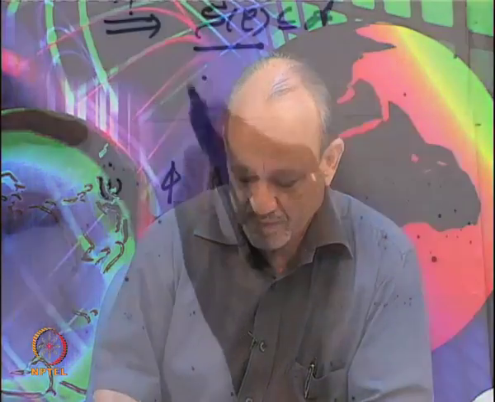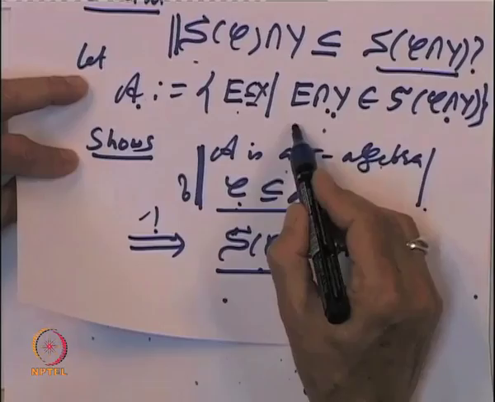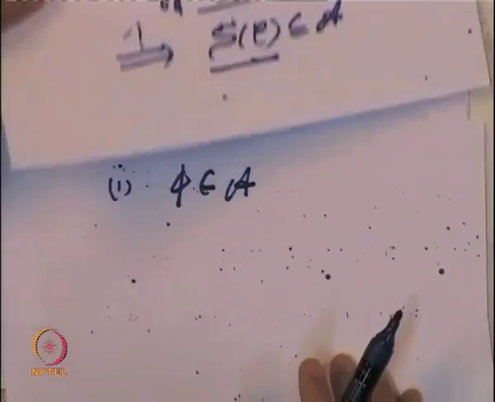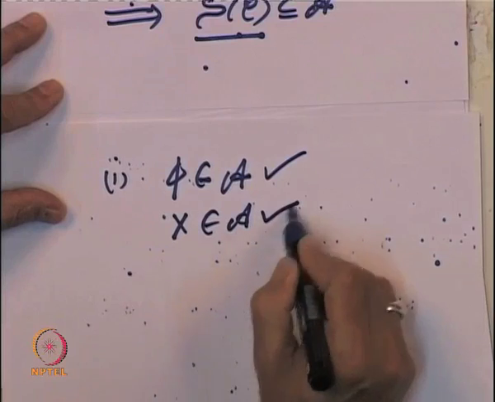So, one, does the empty set belong to A? Yes, because the empty set intersection Y is the empty set, which belongs to this, because this is a sigma algebra. So, that is okay. Similarly, the whole space belongs to A, that will be okay.